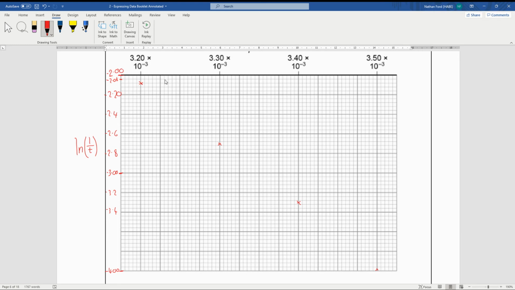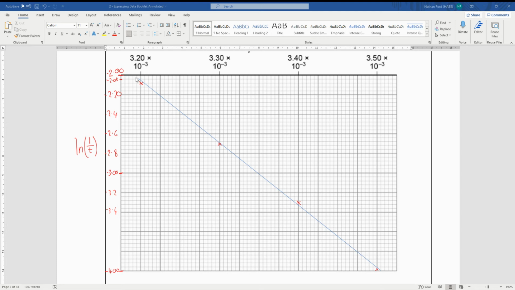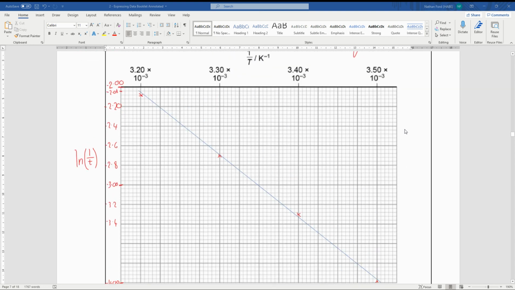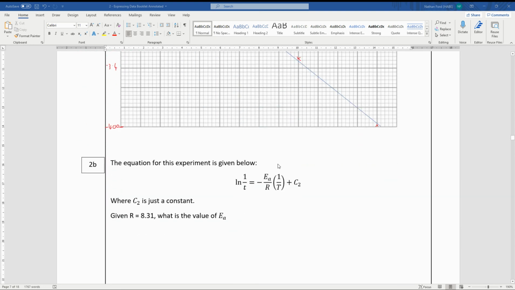Last, I need to draw a line of best fit. This looks like a straight line, so I'm going to draw a straight line through it. Okay, so I've drawn a straight line using my insert line, and it goes mostly through these lines here because you can see it's a straight line, so I use a ruler for it. Just use your common sense for it. Okay. Now, that's it. That's a good 4 or 5 marks there. Let's have a look at the next part.